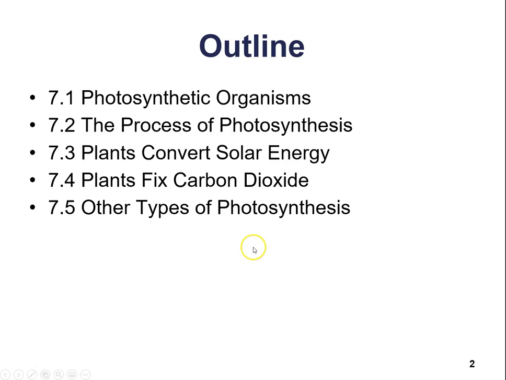There is a last section on other types of photosynthesis. I don't hold you guys responsible for that section. I just leave it in here just in case somebody's interested in learning a little bit more about it, but you're not responsible for that last section. Okay, so I'm not even going to really go over that section.